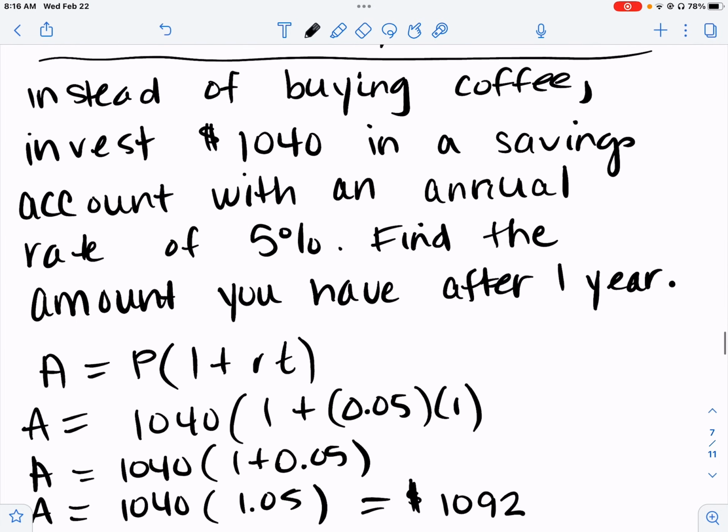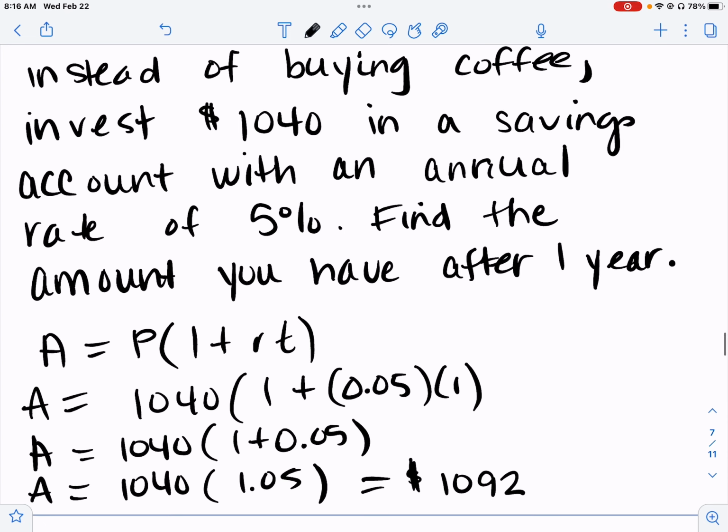Instead of buying coffee, invest $10.40 in a savings account with an annual rate of 5%. Find the amount you have after 1 year. So $10.40 is our P. 5% rate equals 0.05. 1 year tells us T is 1. Inside this big parentheses, we have multiplication, so we do that. Then we add. Order of operations. 1 plus 0.05 is 1.05, and then multiply.